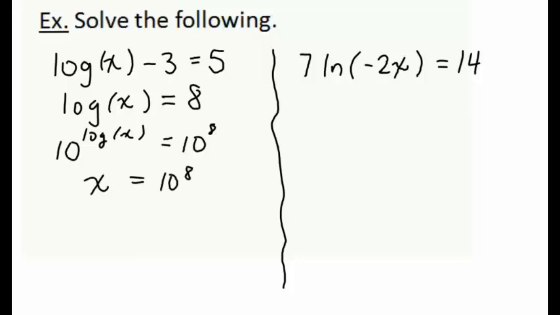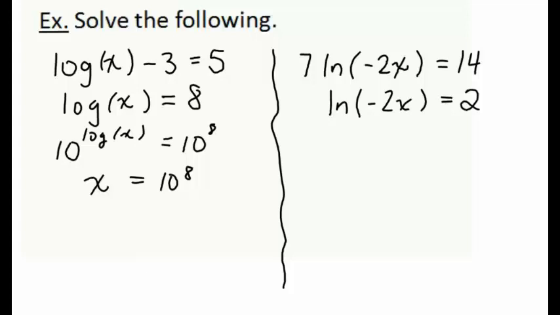So our final answer over on the left-hand side is x equals 10 to the 8. Next, let's take a look at 7 times the natural logarithm of negative 2x equals 14. What we want to do in this case to isolate the natural logarithm by itself is to divide both sides by 7. When we divide both sides by 7, we get the natural logarithm of negative 2x is equal to 2.